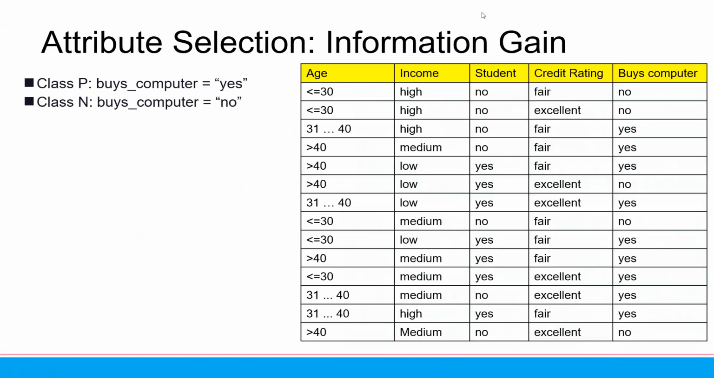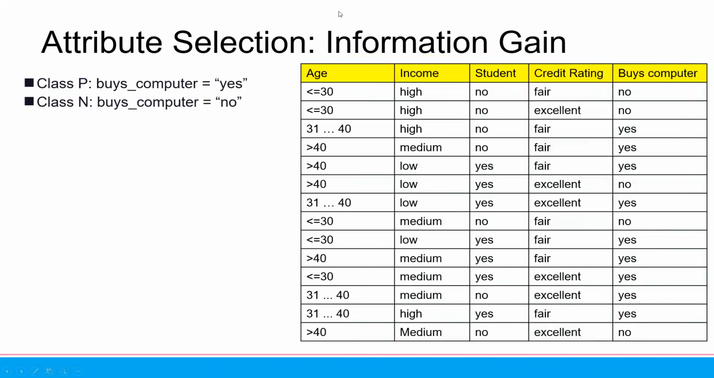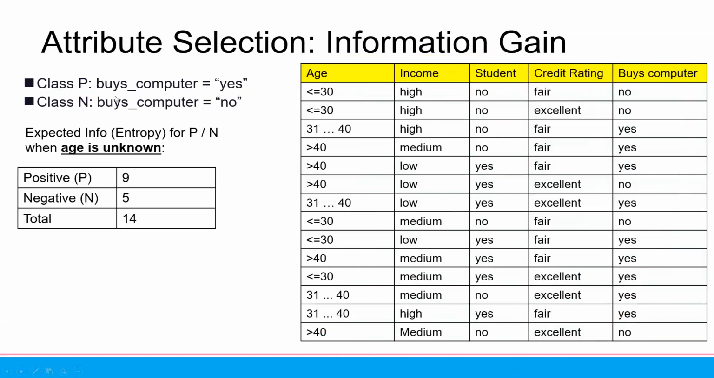I have this data. Now I can make the class P and the class N. Let's say the class P is buys computer yes, and the class N is buys computer no. So I can make the expected info, or the entropy, for P and N. Let's say I do not know the age, I do not know all the other attributes.